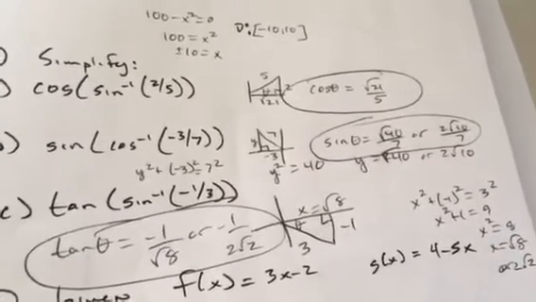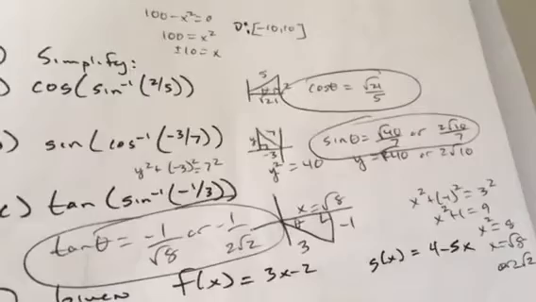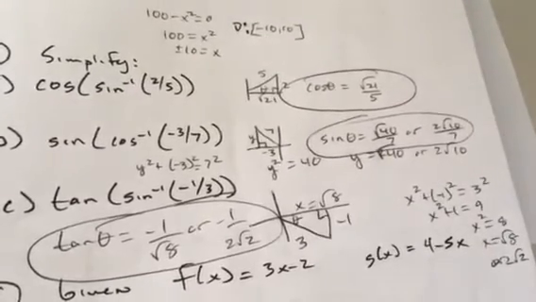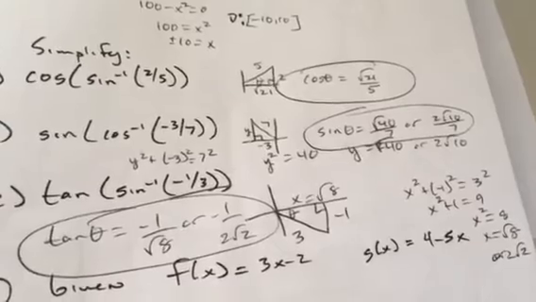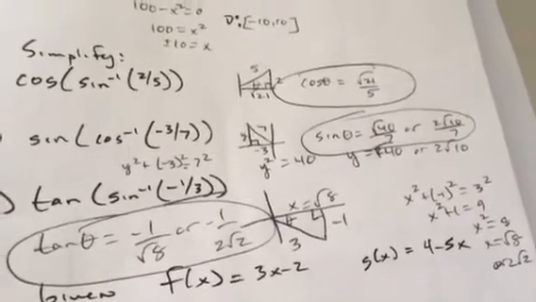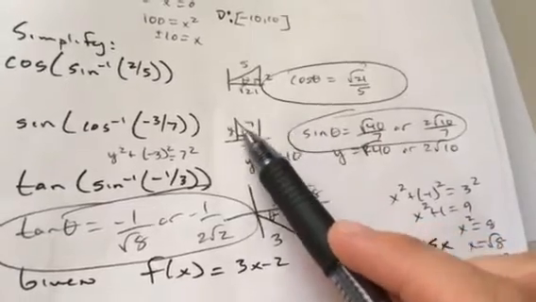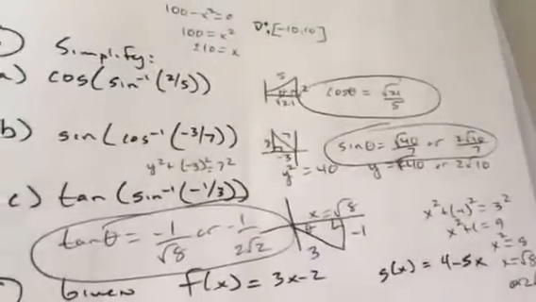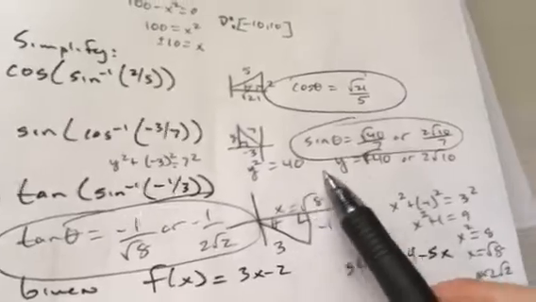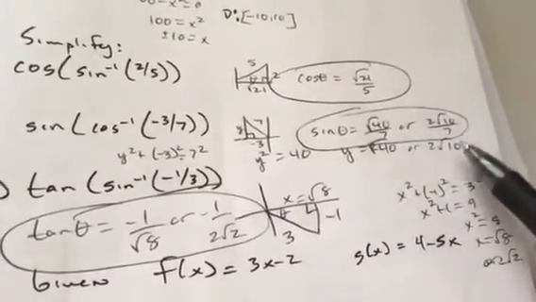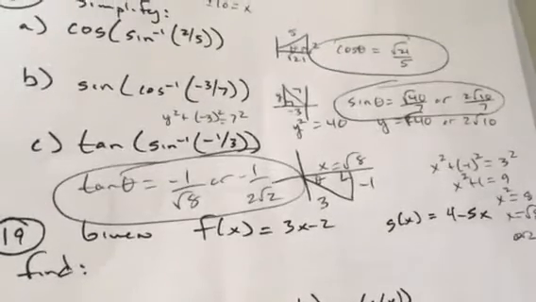Cosine inverse: if you typed in cosine inverse of, say, -1/2, it would give you 120 degrees, which is in the second quadrant. Cosine inverse gives you first quadrant if it's positive, second quadrant if it's negative. So find the sine, do the Pythagorean theorem, you get root 40 or 2 root 10. So you can say root 40 over 7 or 2 root 10 over 7.